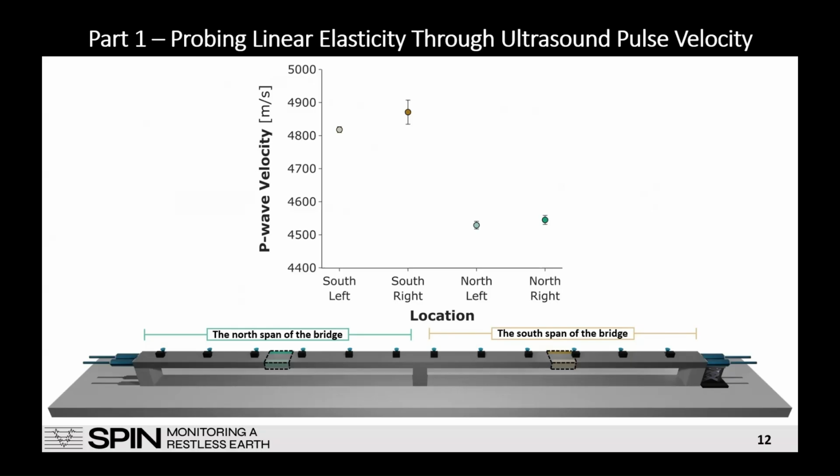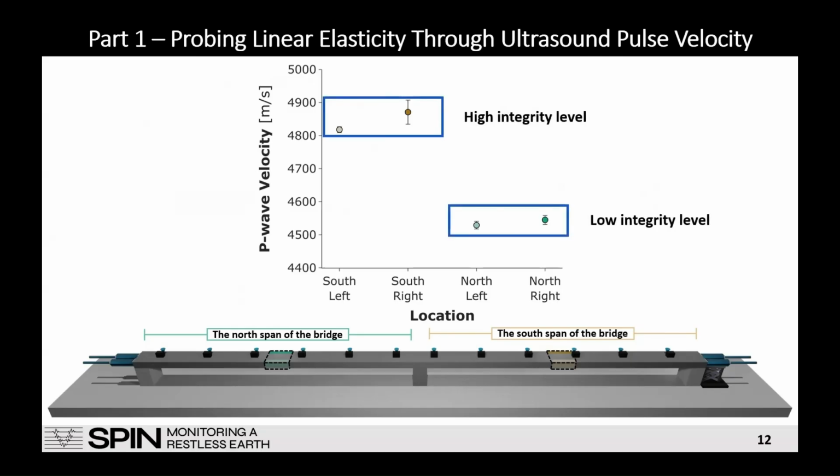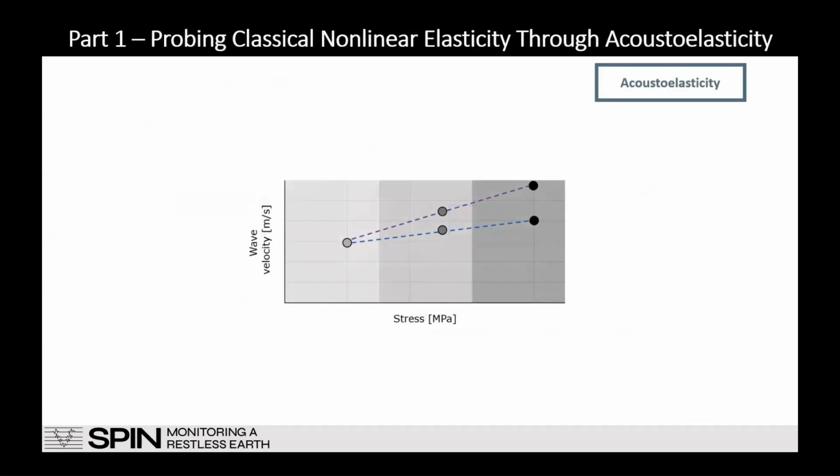But still, we can observe some subtle differences between north and south. And if we were asked to draw the line between high and low integrity, this is the way it looks like. In the north span, we have low integrity level, and in the south span, high integrity level.